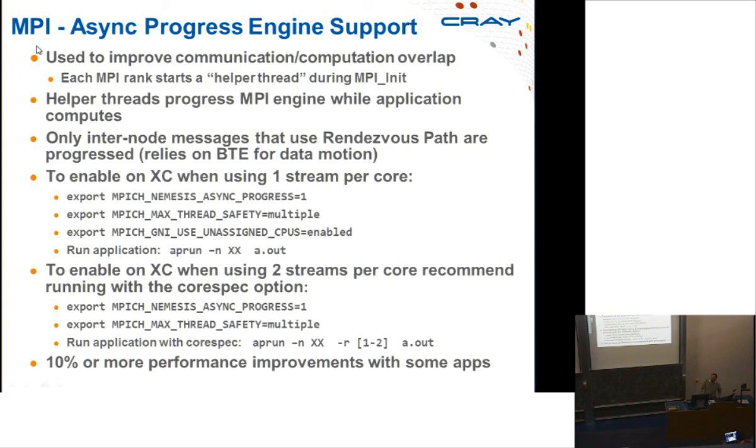So you've got to sacrifice some of them to use the MPI progress engines. And you do this with core specialization using this -r option 1 to 2. And I'll explain that in more detail. And we've seen that ultimately this can lead to about 10% improvement for applications that can exploit the overlap.